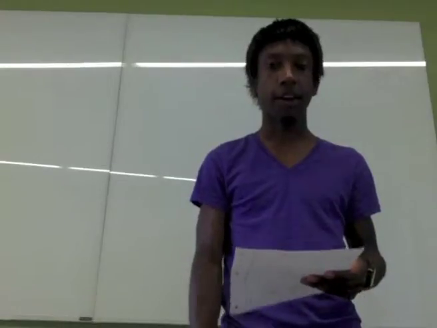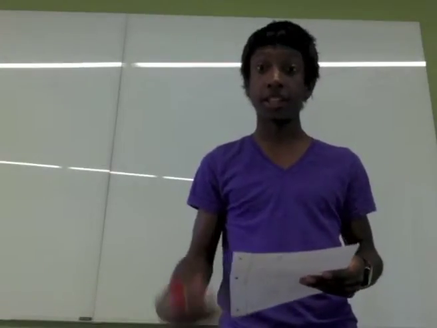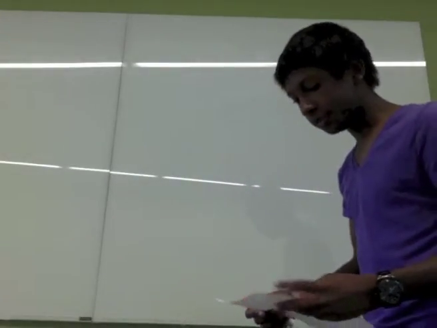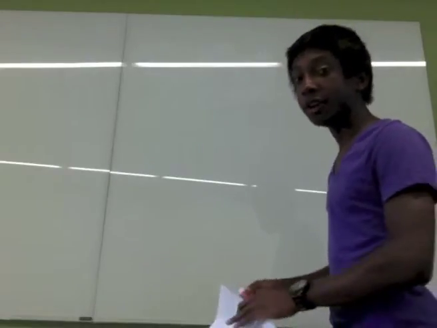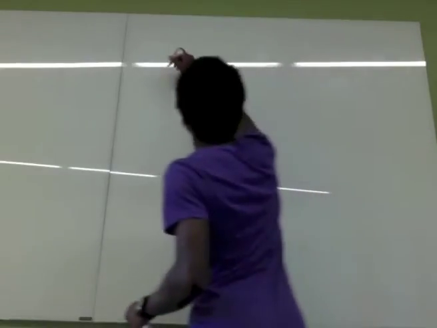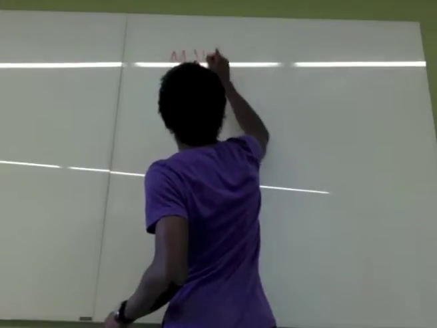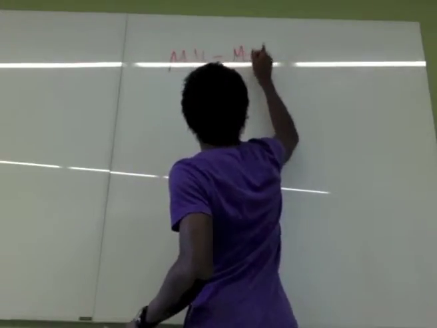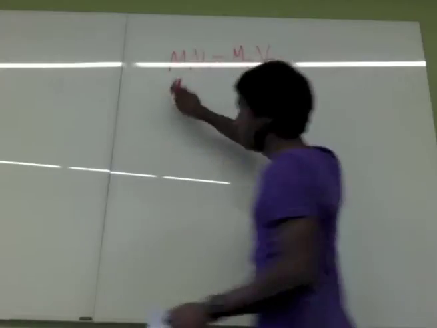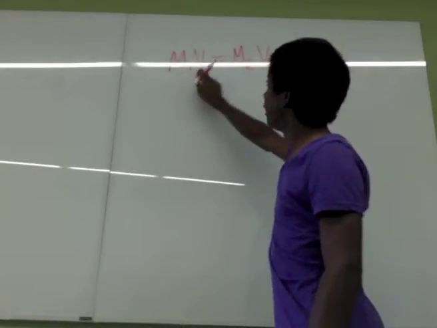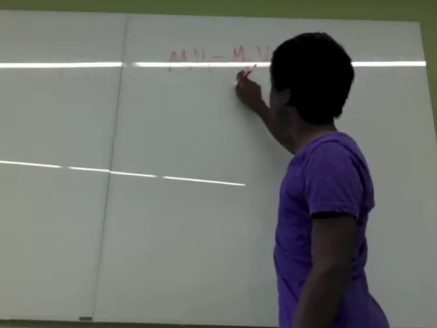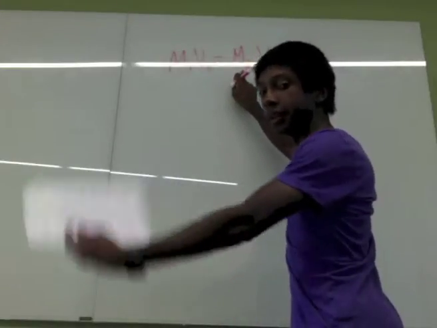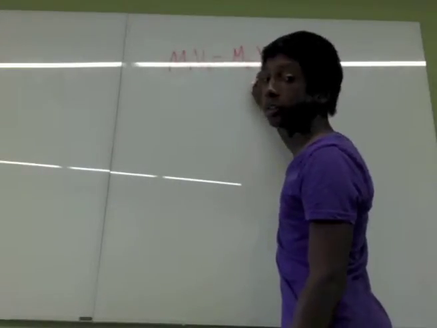So we're given the problem: if 25 milliliters of 0.5 molarity NaOH neutralizes 35 milliliters of monoprotic acid, what is the molarity of the acid? In order to do this, we first use a simple equation, M1V1 equals M2V2. M1 is the molarity, V1 is the volume, and then M2 is the molarity of the other substance and V2 is the volume of the other substance.